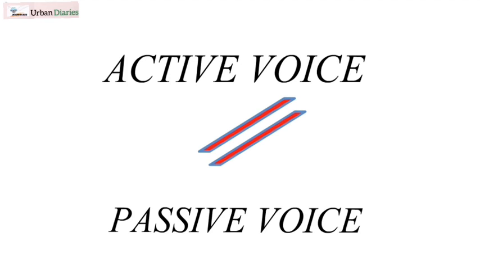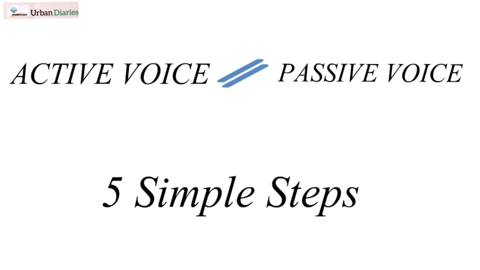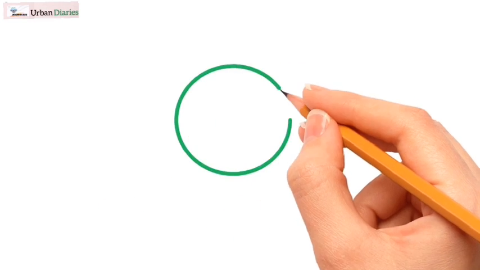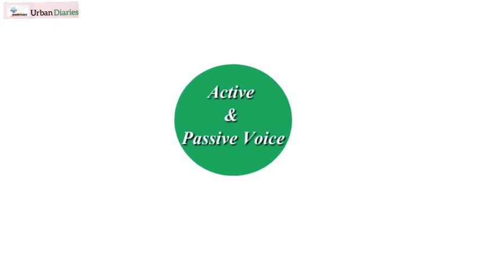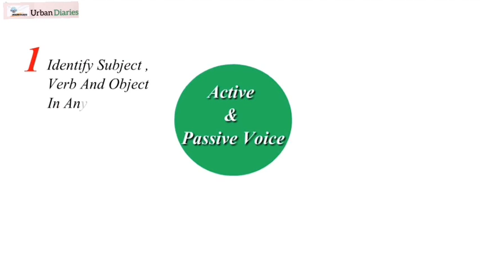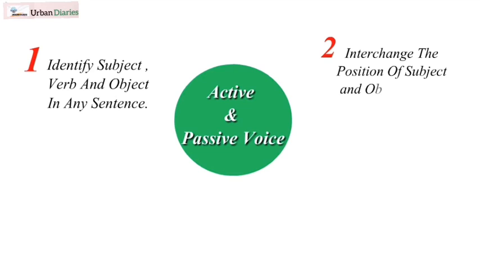For that, there are 5 simple steps that you need to understand and remember so that you will become a pro in active and passive voice. First is to identify subject, verb and object in any sentence. Second is to interchange the position of subject and object in any sentence.